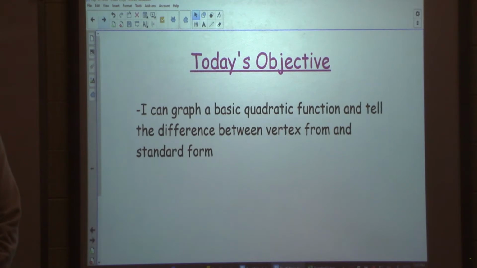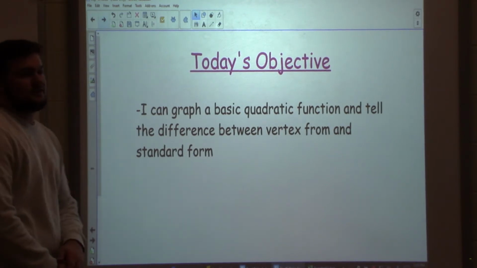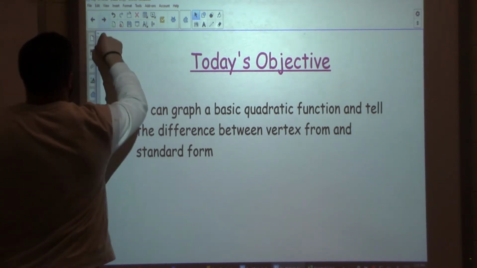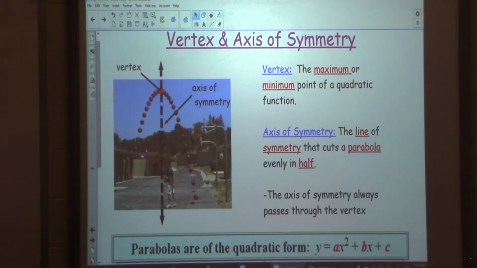Okay, we're good? Okay, second thing we're going to do today is we'll talk about the difference between vertex and standard form. We're actually doing it in the opposite order. We'll talk about standard and vertex form first, then we'll talk about graphing. So, there's two forms you write quadratics in. Both of them use a vertex and an axis of symmetry.